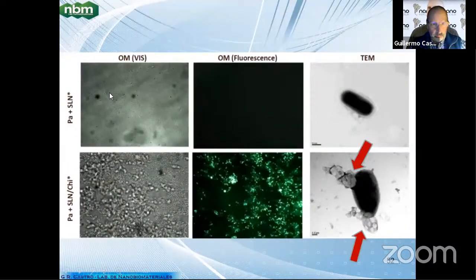So this is optical microscopy, and this is fluorescence, and this is TEM, transmission electron microscopy, and you can see the bacterial cells are totally destroyed.